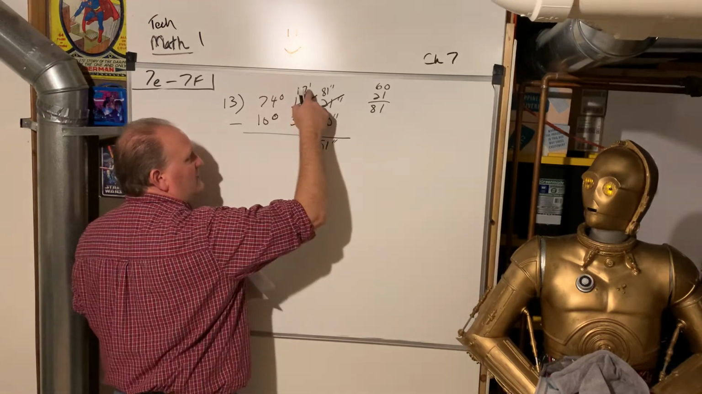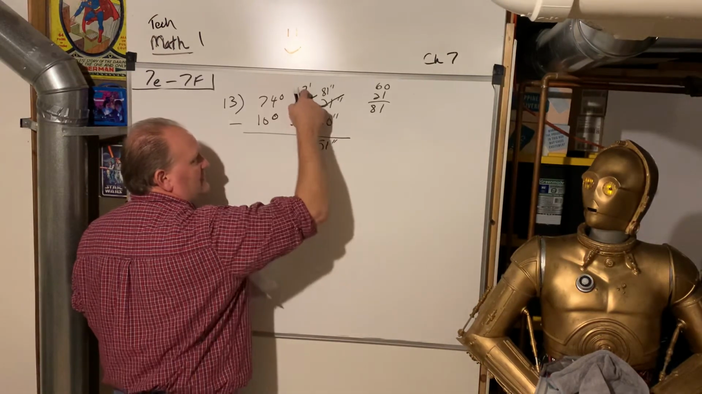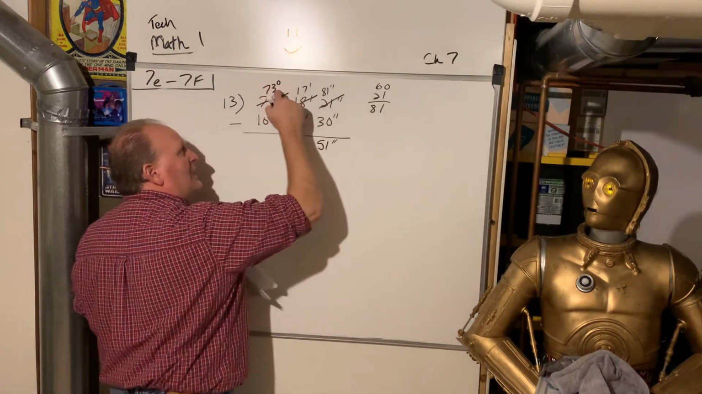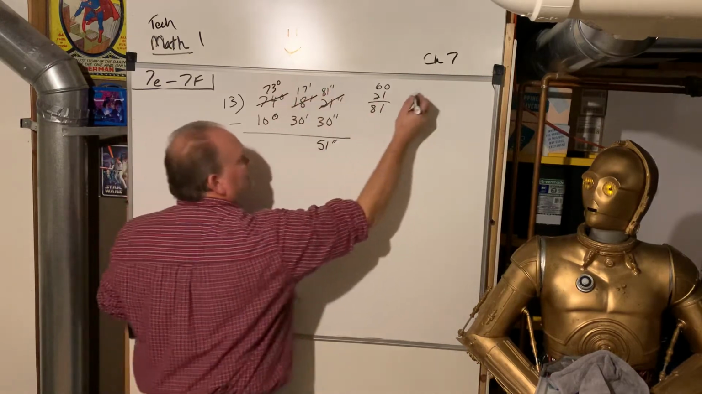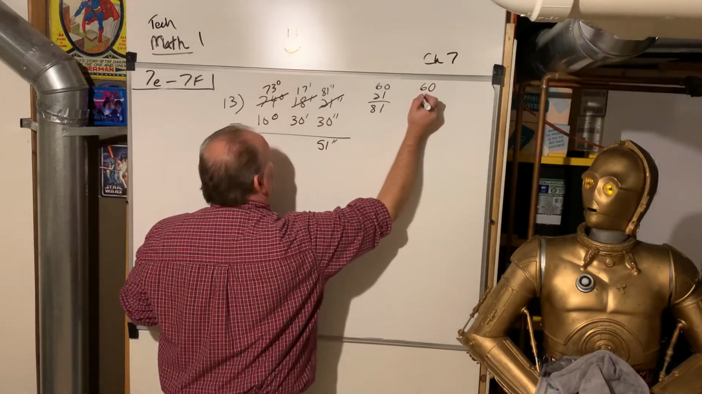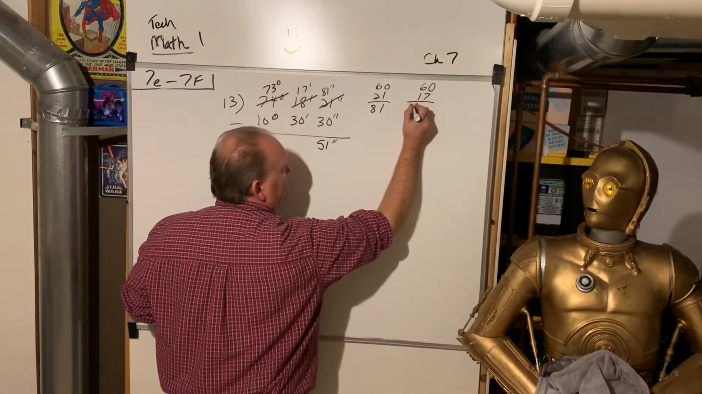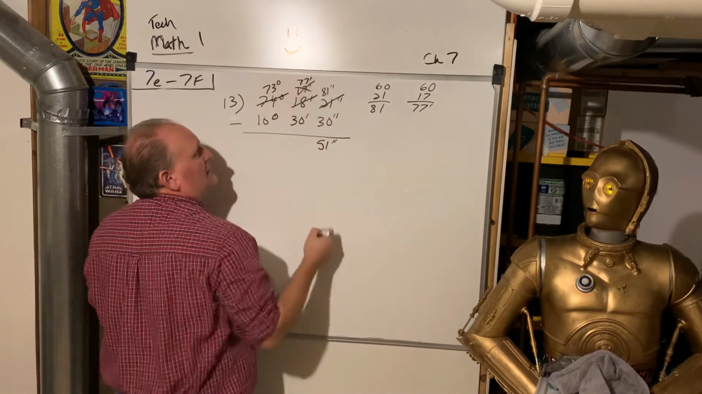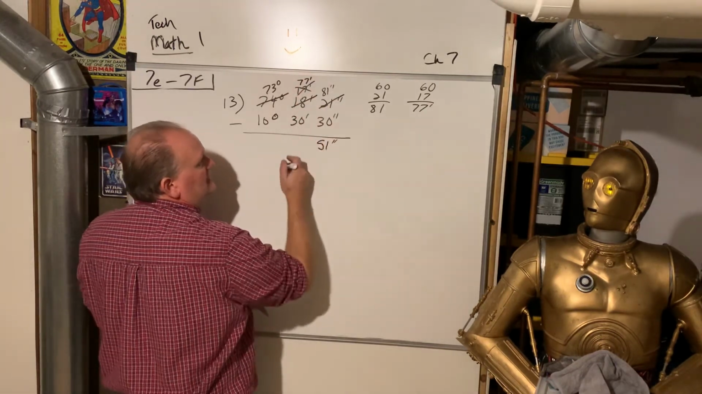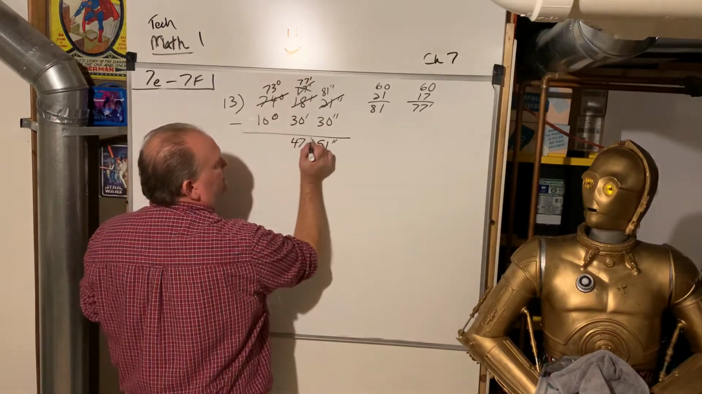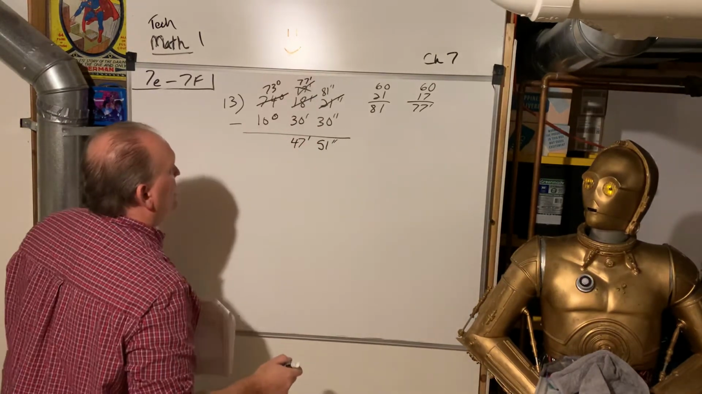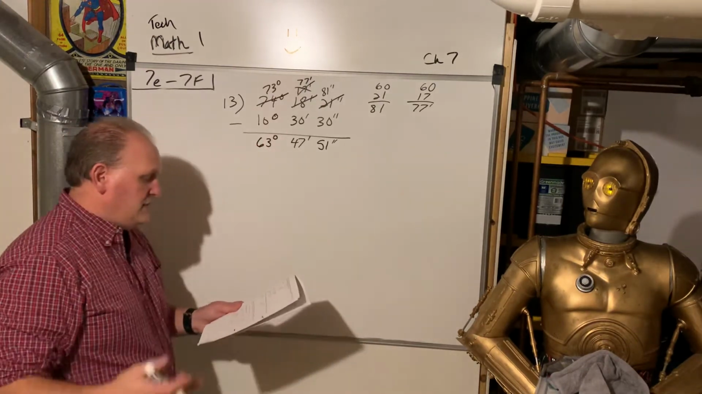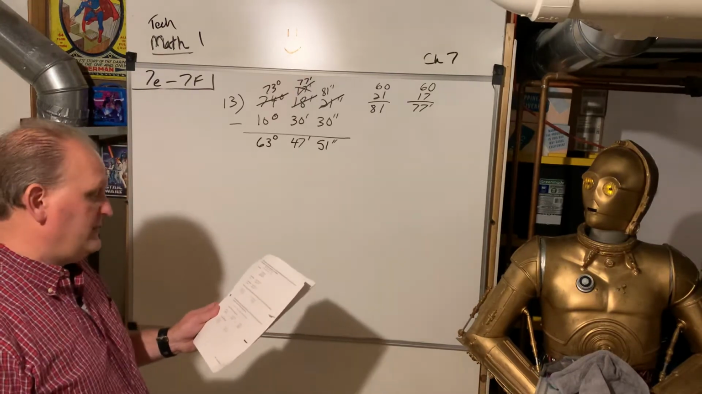Now look, I left that with 17, but that's not enough either. 17 and I'm trying to take away 30. So I'm gonna kill that 74, make it a 73. I'm borrowing a degree, which adds 60 minutes onto that 17 minutes. And we get 77 minutes. And now 77 minutes minus 30 is 47 minutes. And then the last one is just 63 degrees. So 63 degrees, 47 minutes, 51 seconds.